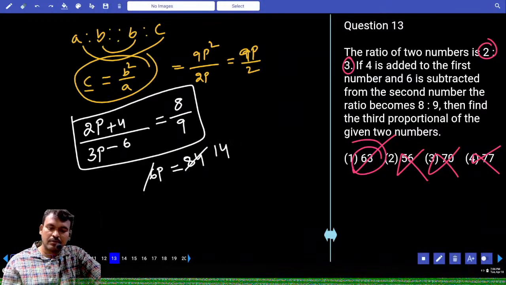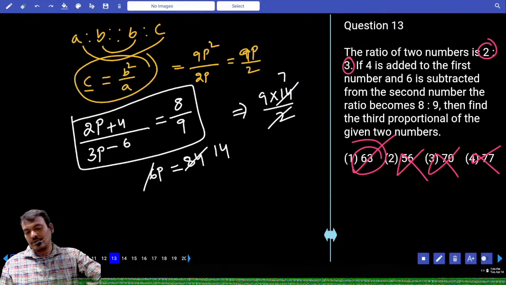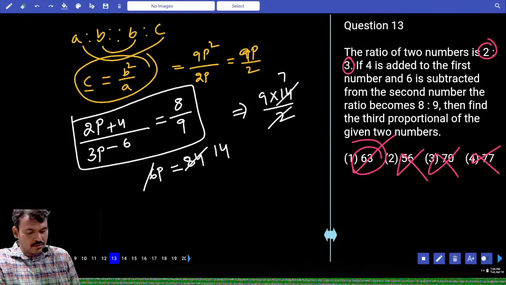What is the 1 part? 14. Then the answer: 9 into 14 divided by 2, or 2 how many times? 7 times. 9 times 7 is 63.